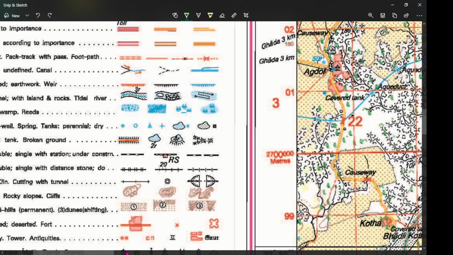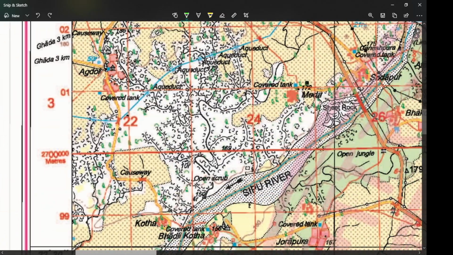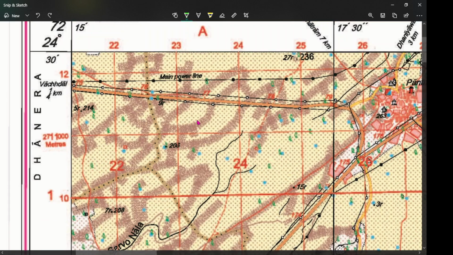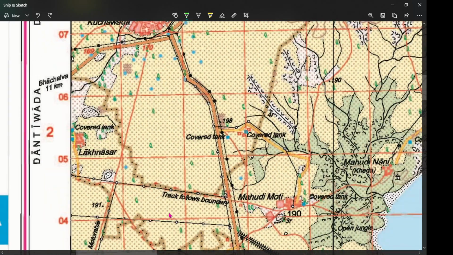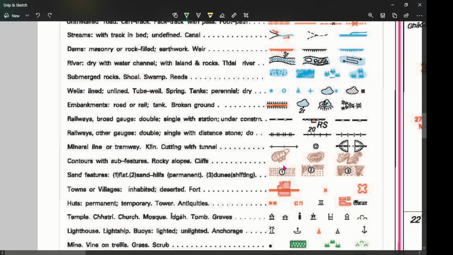Could it be this one? Sand features, flat. This could be some sand features. So for that, what do we do? Let us mark these as sand features. In that case, sand features are there.